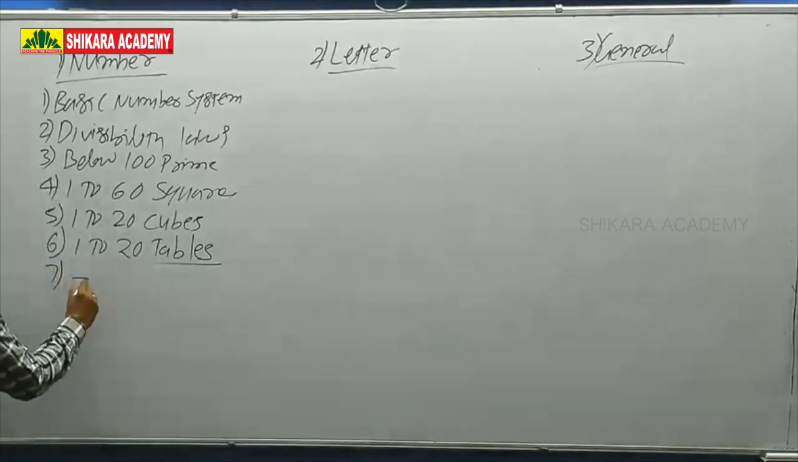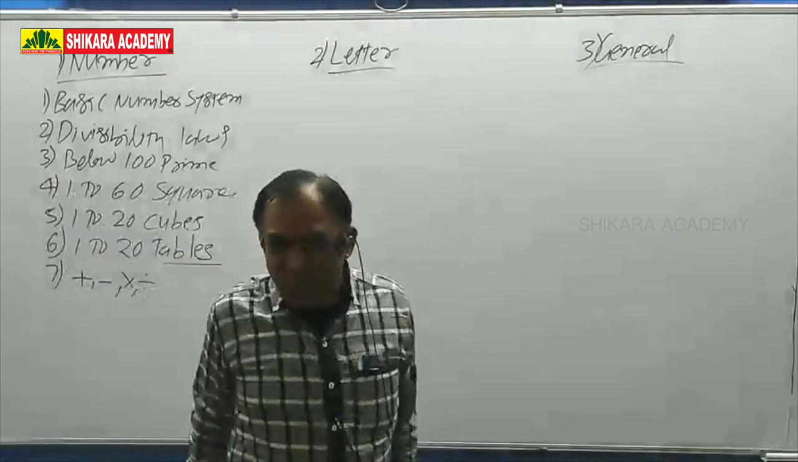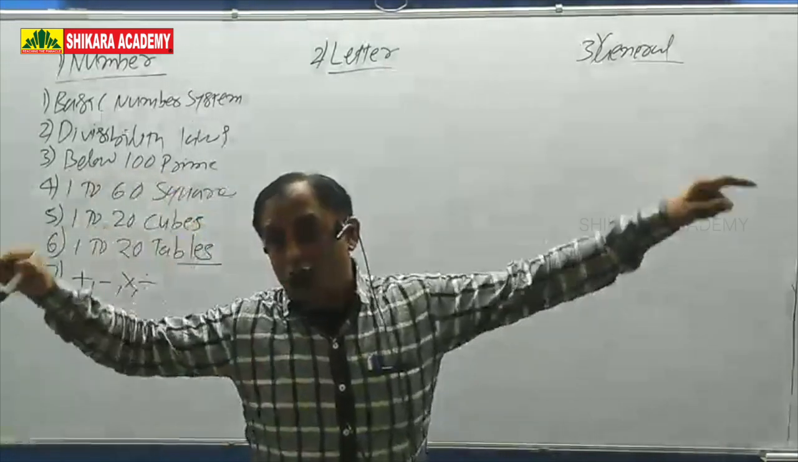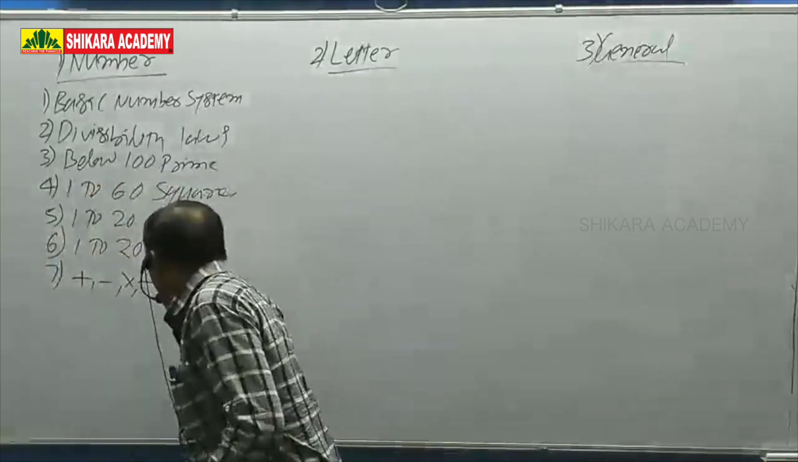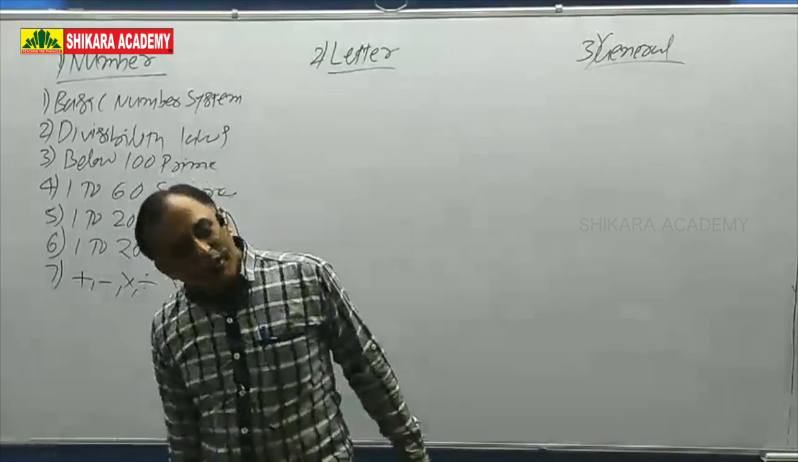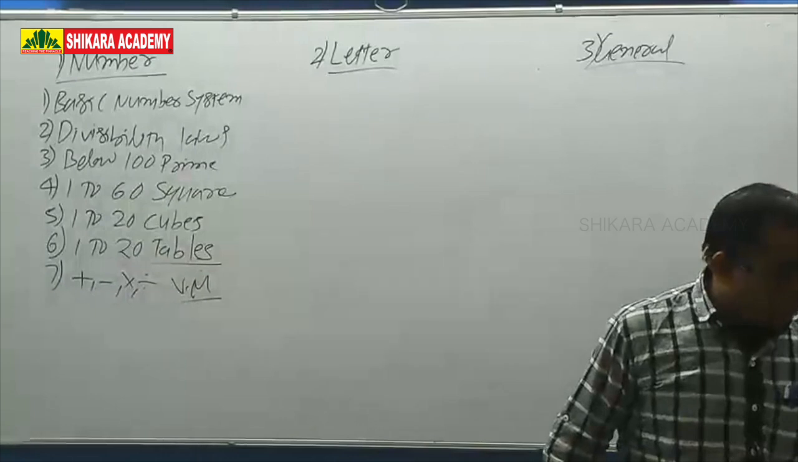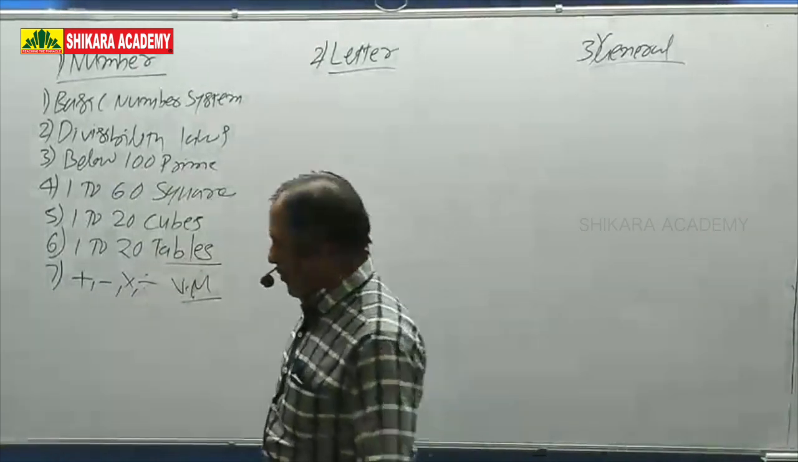And the seventh one is addition, subtraction, multiplication, division. You know these 4 mathematical operations, but you should increase your calculation speed. For the seventh point, Vedic math. With Vedic math, you can increase your calculation speed, no doubt. Within seconds, you can find the answer.